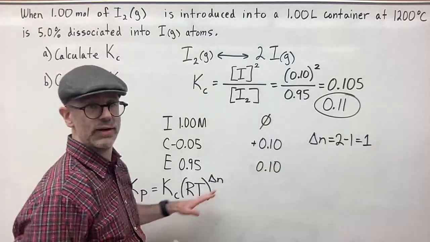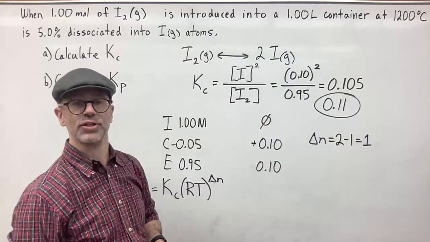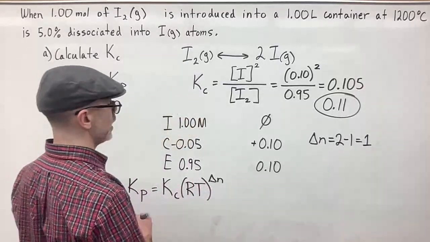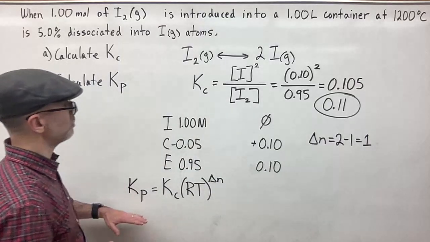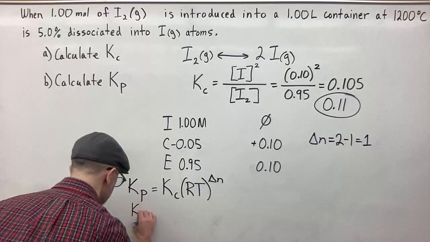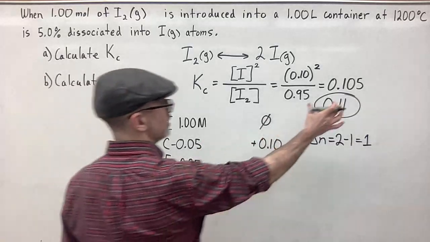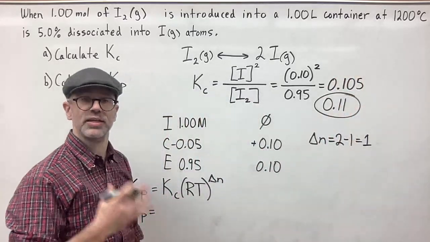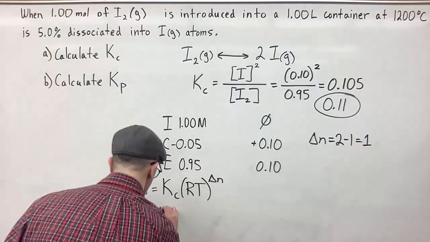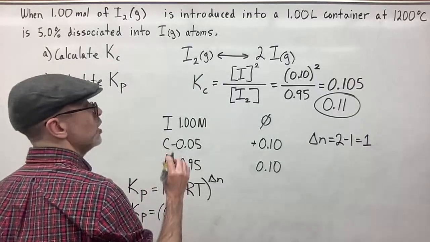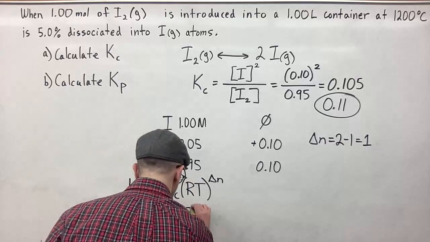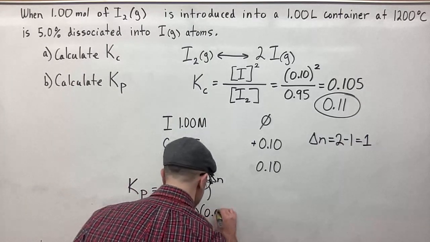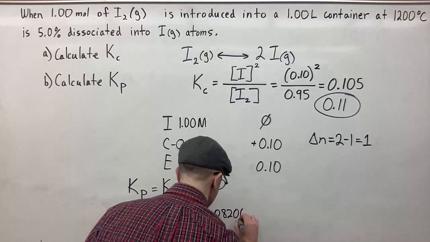So then when we write our equation, we can plug everything into the equation. Okay, so let's go ahead and do that. So Kp is going to be equal to Kc. We calculate Kc here. We're going to go ahead and use this value here with an extra digit so we avoid rounding errors. So we're going to have 0.105 times, and then R, of course, is 0.08206.